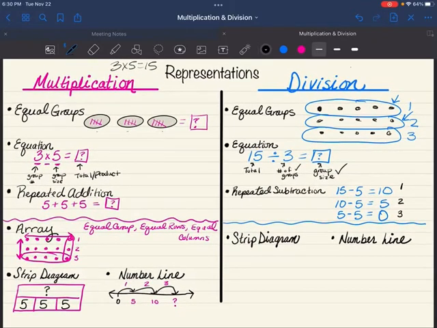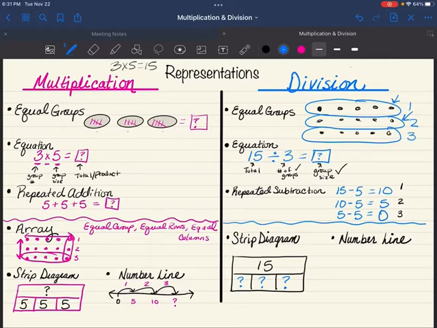Now, for our strip diagram, it's kind of just backwards from the multiplication strip diagram. So in division, we already know our total. So let's go ahead and put our total at the top. Miss G has 15 cupcakes. And then I know that I'm giving them to 3 students, so I'm still going to separate the bottom into 3 equal groups. But the only difference is where my question mark goes. In this case, I don't know how many each kid gets. So that's why my question mark goes at the bottom this time.